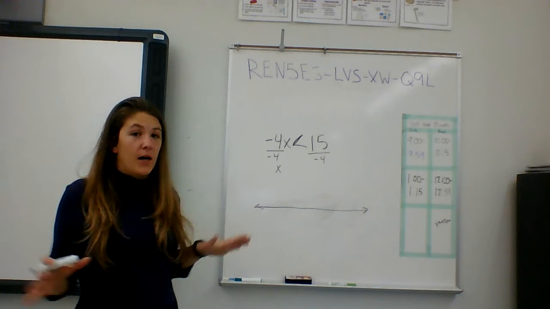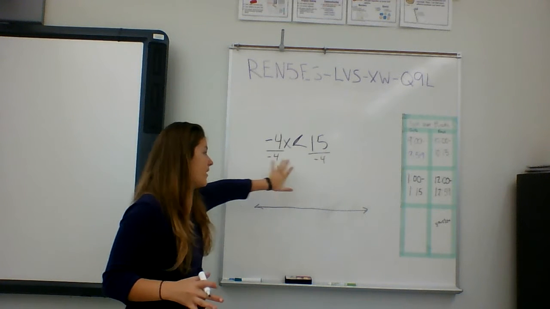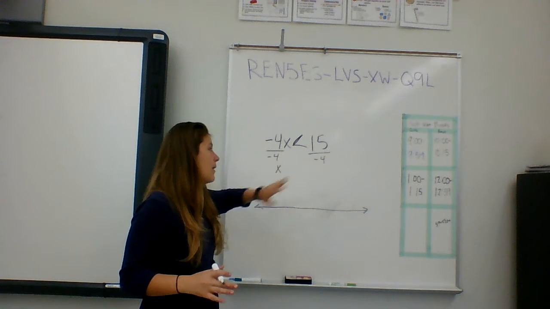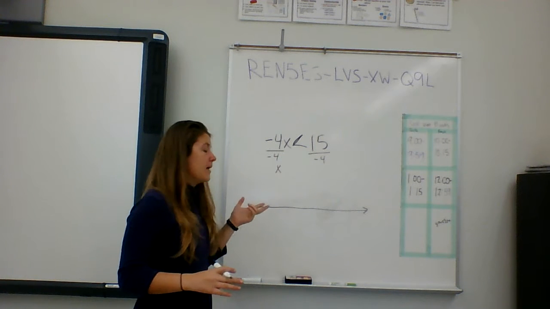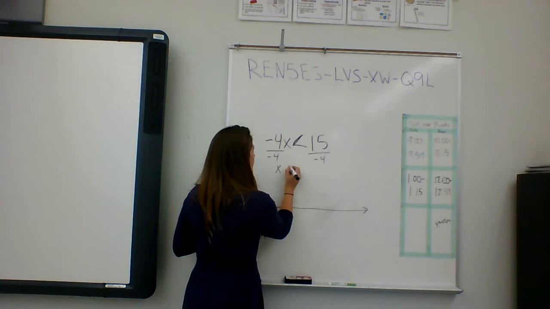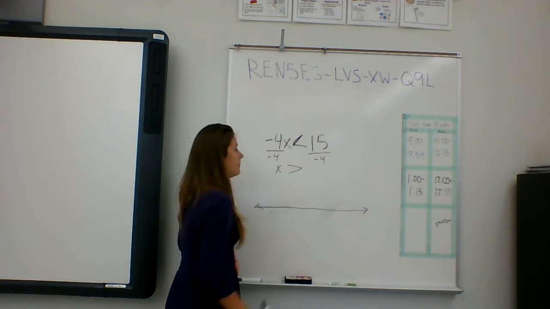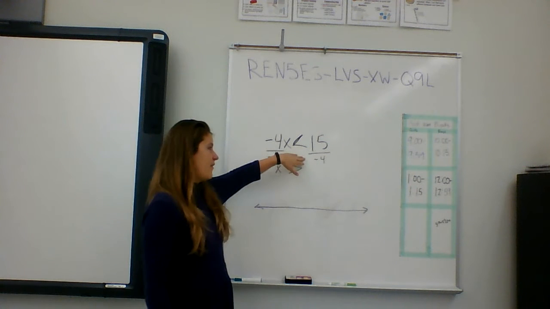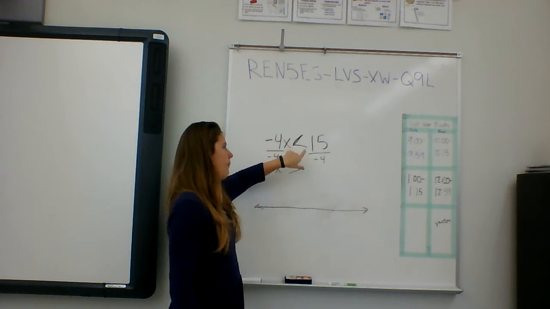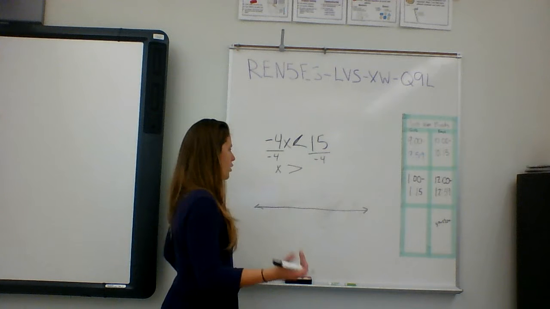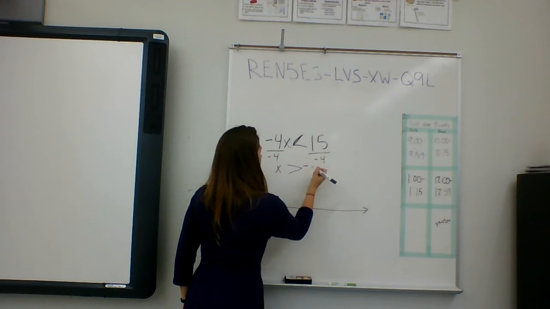And this is where I'm going to pause, because I see that I'm dividing both sides by a negative, so I have to flip my inequality sign. So the less than sign is going to become a greater than sign. And I have 15 divided by negative 4. Well, a positive divided by a negative, I know will be a negative, so I'll put that in.